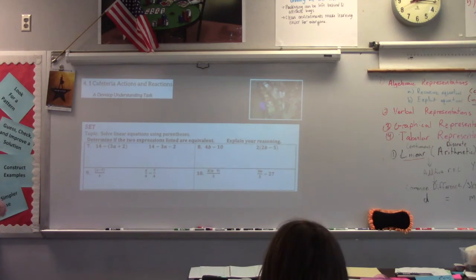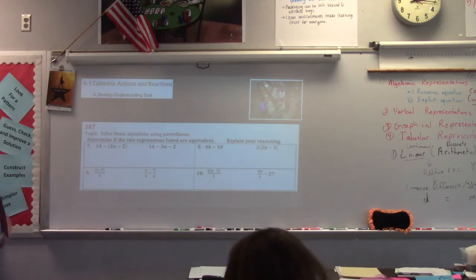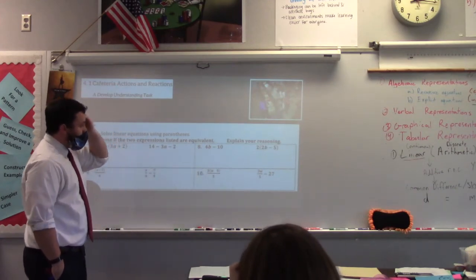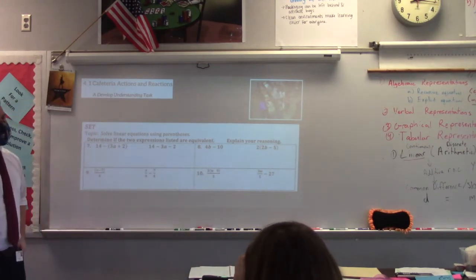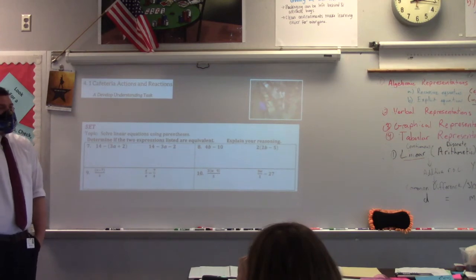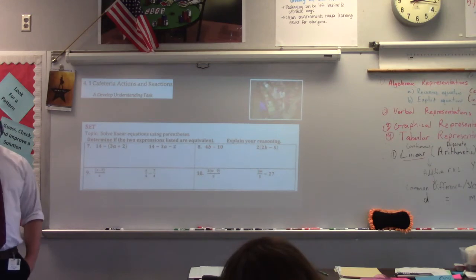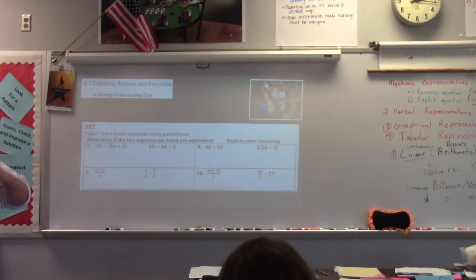Fantastic. Alright, so number 7 and the rest of these 4 right here, determine if 2 expressions listed are equivalent and explain your reasoning. When I look at, say, 14 minus 3, actually let's come back to that one. Let's do 8 instead. We'll do 8 and 9. If I'm looking at 4b minus 10 and 2 times 2b minus 5, how can I determine if those things are equivalent? What does that mean? Equal. Partially, okay? Remember, we talked about equivalent equations over the last few days as well. What did we mean by equivalent?